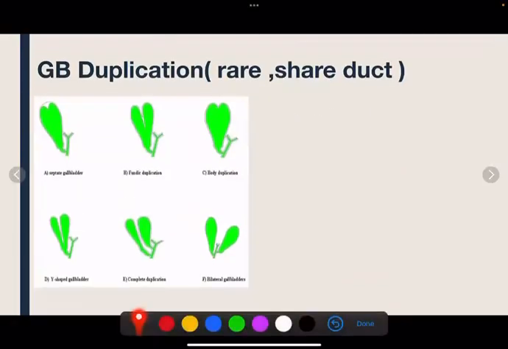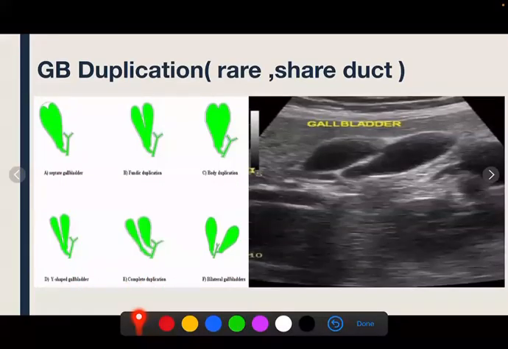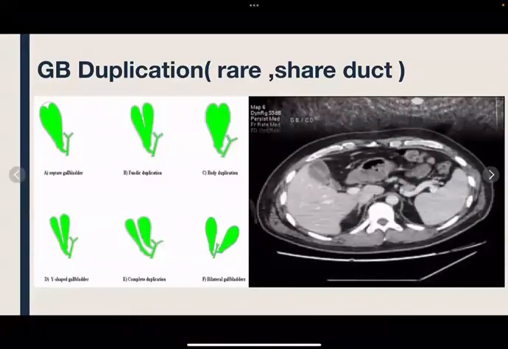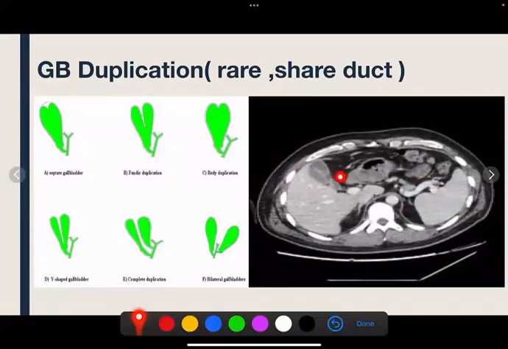Gallbladder duplication, although rare, commonly shares a duct. It could be a septated gallbladder or fundal duplication, the body or Y-shape, complete duplication, or bilateral gallbladder. This is a gallbladder duplication. This is an axial CT scan showing complete duplication of the gallbladder.